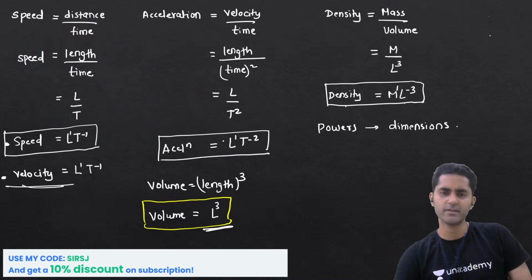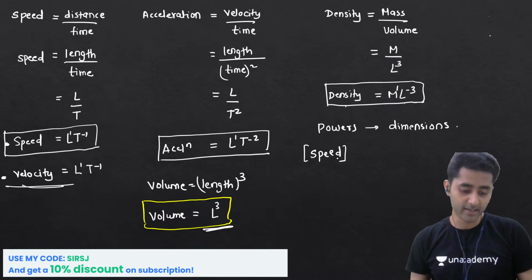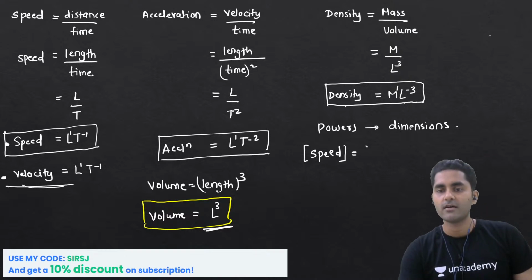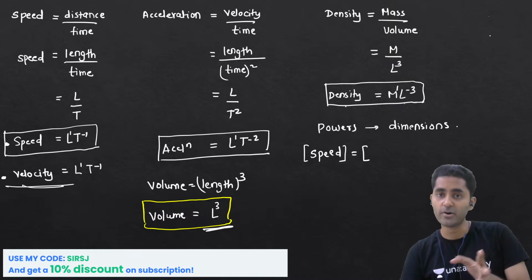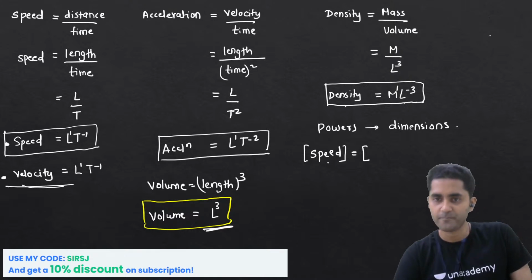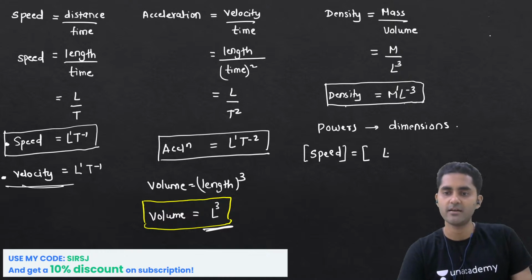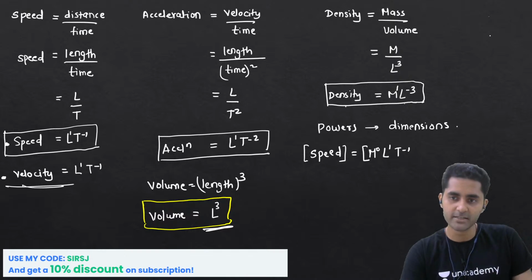So let us take an example of speed. If someone asks what is the dimension of speed, while writing the dimension you use square brackets. If you're using square brackets, that means we are clear that you are talking about dimensions. Dimension means you have to tell on which powers of fundamental quantities speed depends. We can clearly see that it depends on length and time, and powers are 1 and -1. So I'll write length power 1, time -1. And it doesn't depend on mass, so I will write mass power 0.